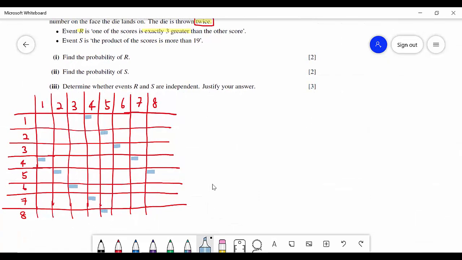What I would prefer to do is make a mark here. So this one is event R. To calculate the probability of event R, it will be very straightforward. Calculate how many highlighted cells there are, and divide it by the total, which is the sample space. There are 10 highlighted cells divided by the total outcomes, which is 64, since 8 multiplied by 8 gives 64. To simplify, you get 5 over 32.